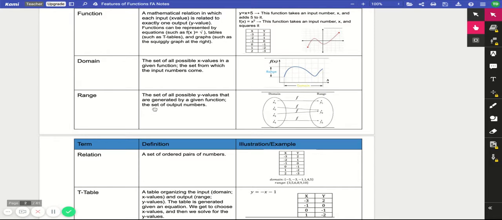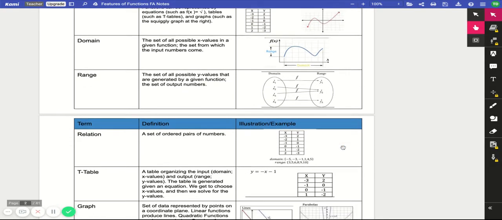And then we have the range, which is the set of all possible y values that are generated by a given function. So those are your output values. In this graph up here, your range goes from where it starts over here and then up on top here. So your lowest y value and your highest y value. In this mapping type of visual, your y values are all of the range numbers. So that would be all of the range over here.